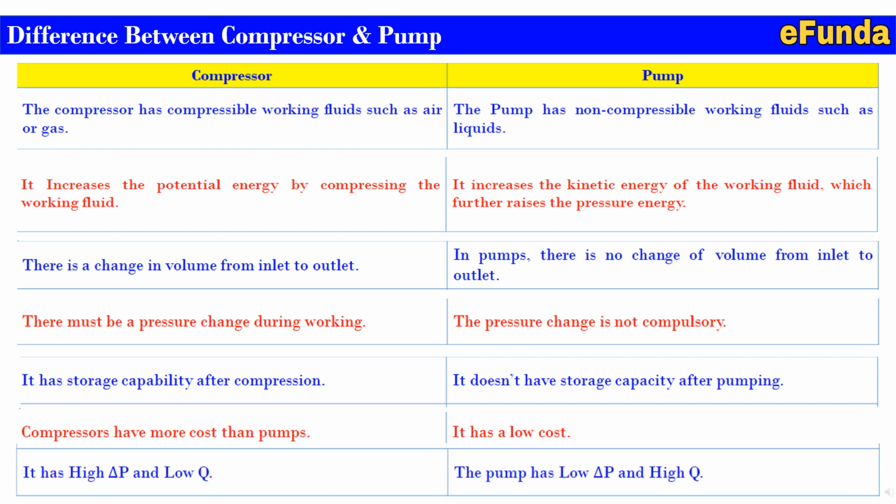Compressor has a high delta P and a low Q factor, that is flow, whereas the pump has a low delta P and high Q. This is how the compressor and pumps are differentiated: one is capable of handling compressible fluids, the other non-compressible fluids, and this difference will help us to understand the compressor and its details.